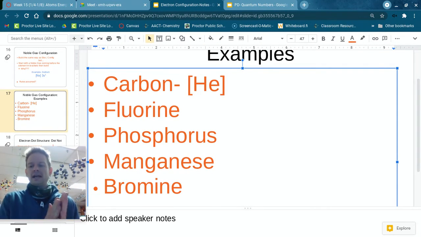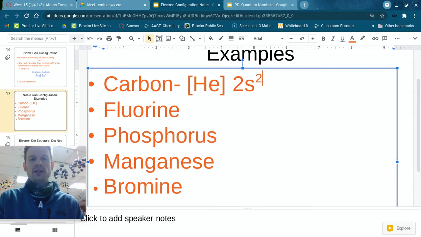So after helium, I run into 2s, and that would be 2s2. And then I would run into 2p, and for carbon, it would be 2p2. So this didn't really save us at all, but it was slightly helpful.